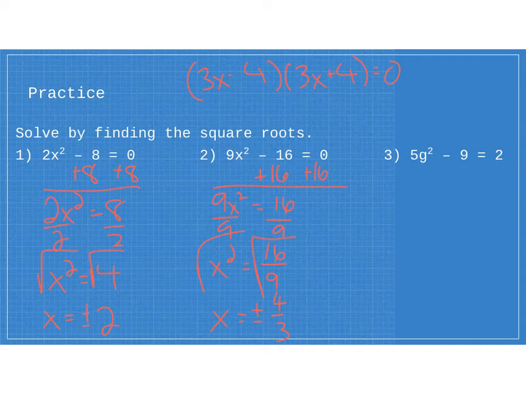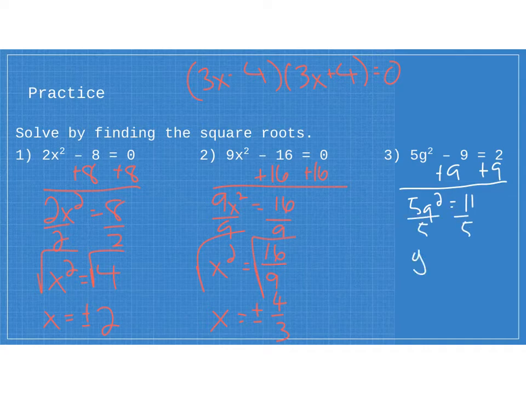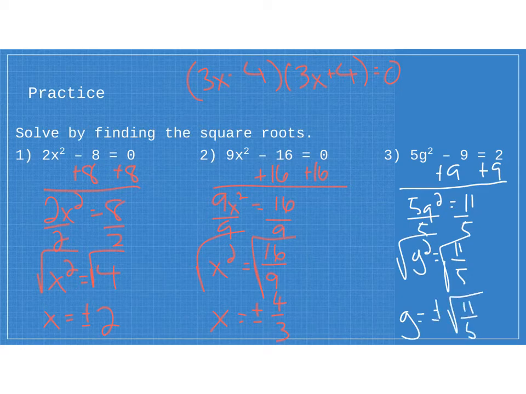Okay, and last one here, we're going to add 9. And we get 5g squared equals 11. Divide by 5. And g squared equals 11 over 5. We're going to take the square root. And g equals plus or minus the square root of 11 over 5, since the square root of 11 is just the square root of 11, and the square root of 5 is just the square root of 5.